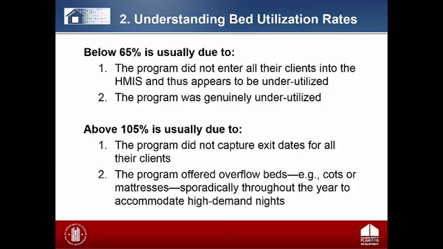Bed utilization rates above 105% are often explained by the following two reasons. One, the program did not capture exit dates for all their clients. In this case, the community needs to fix the issue. Or two, the program offered overflow beds, such as cots or mattresses, sporadically throughout the year to accommodate high-demand nights, and failed to account for them in the bed count. This results in a larger count of persons, but the same number of year-round beds.